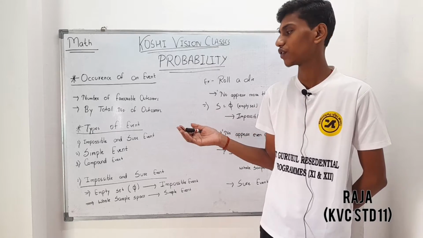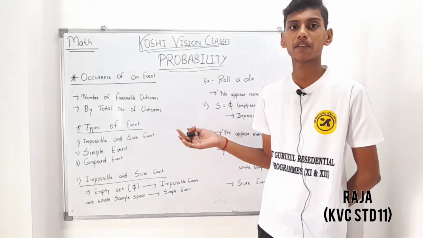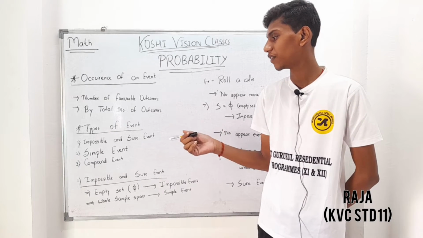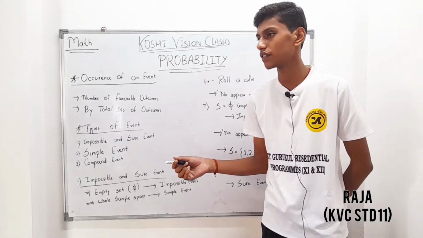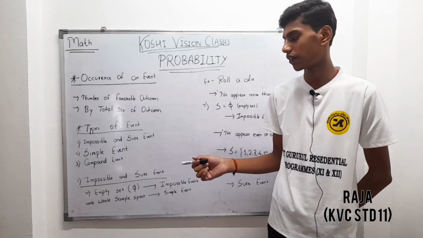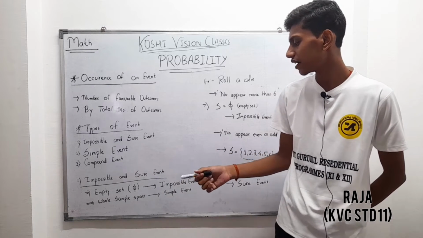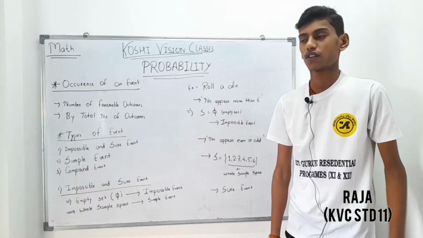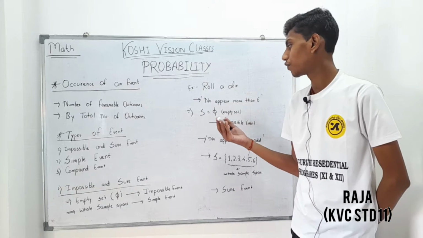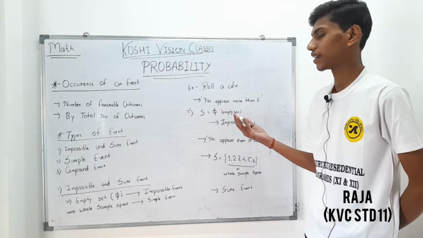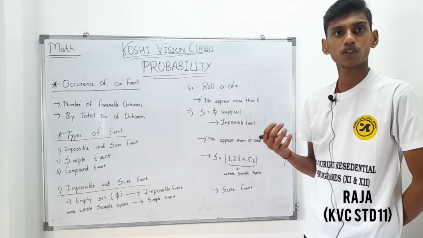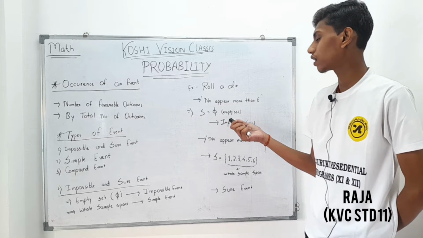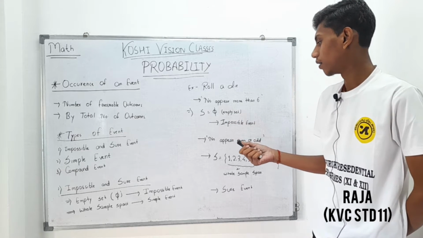Now, types of events. There are three types of event that we will study in probability: impossible and sure event, simple event and compound event. First we talk about impossible and sure event. Empty set is called impossible event and whole sample space is sure event. Example, when we roll a die, if we say the number appearing is more than 6, then no number is more than 6 on a die. So it is an empty set, or it is known as an impossible event.